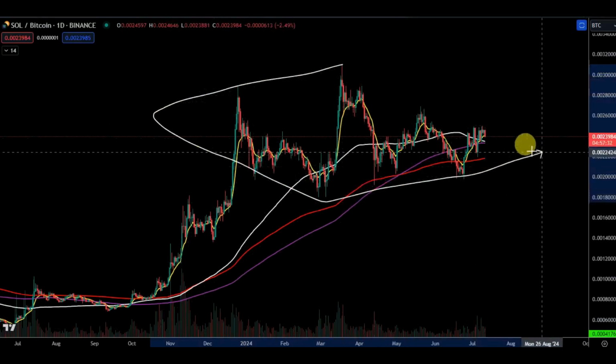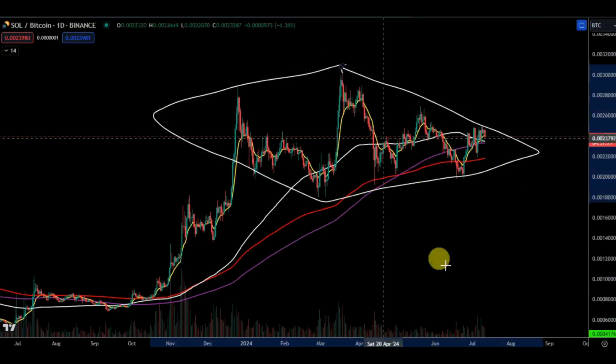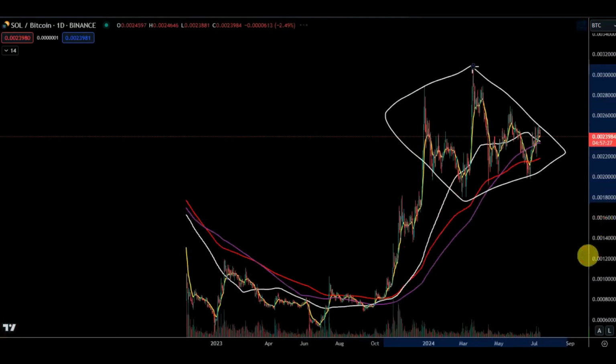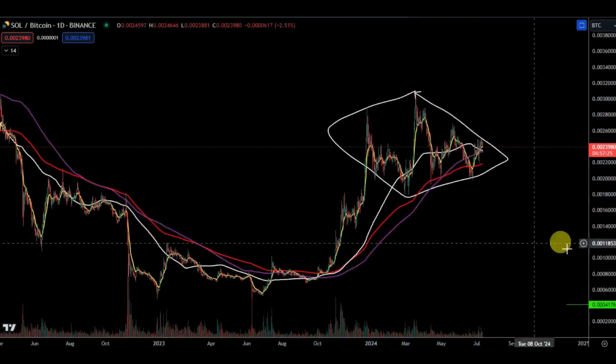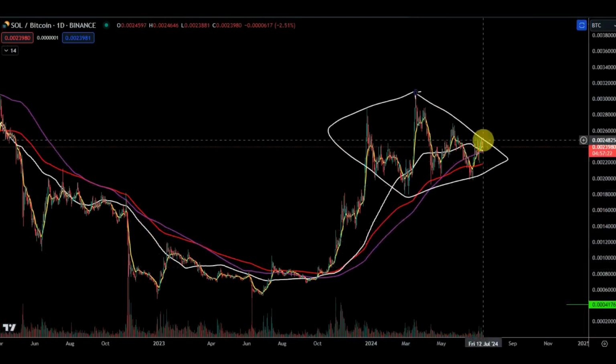I'm not saying it's perfect or anything, but there's a bit of a diamond formation, as you can see there. If I zoom out, it might be a little bit clearer. It's rough, but I would watch for a break of that as well.